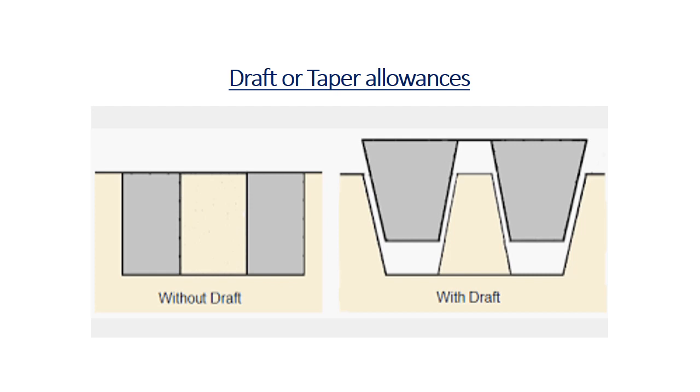So this draft, how can we determine the draft? It is based on the height of the pattern. The bigger the height of the pattern, much more draft is required to take out the pattern easily. If we cannot give that draft, what will happen? The mold will break and we will not get a good quality mold.